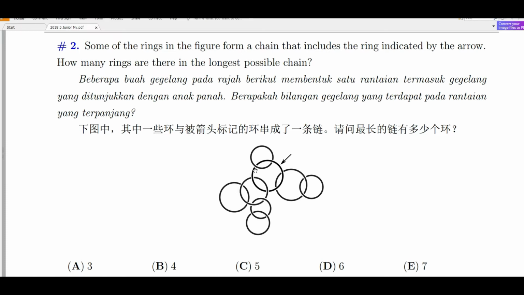So the possible ones: this and this are connected. See, one is behind, one is in front. And then this and this are connected, this and this are connected, and this is connected. One is behind, one is in front. So the possible longest chain we can make uses 5 rings. The answer will be C.